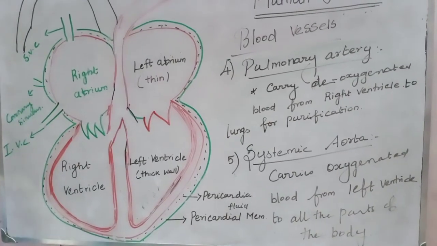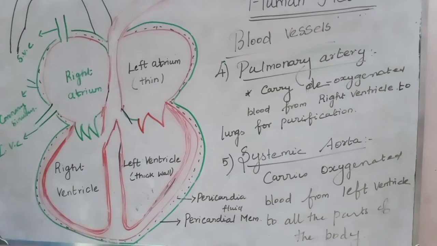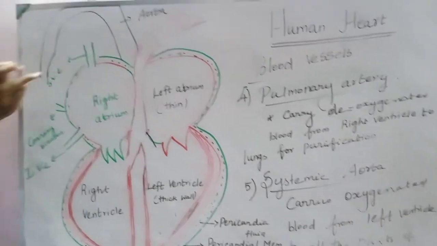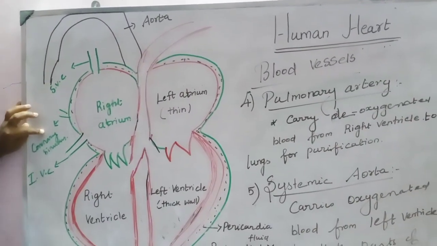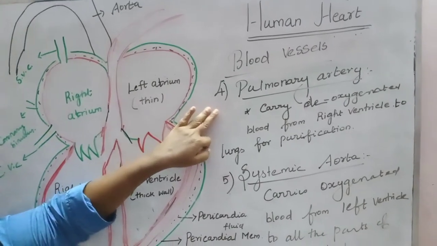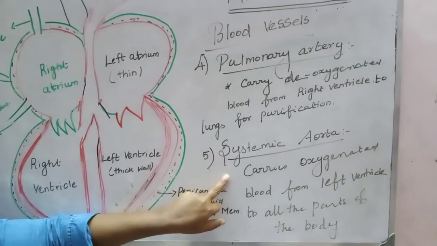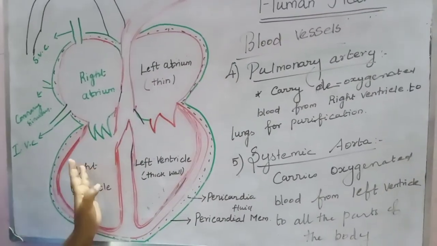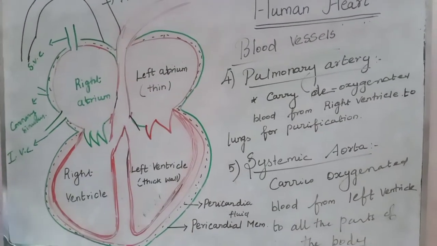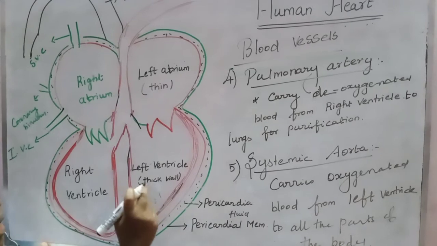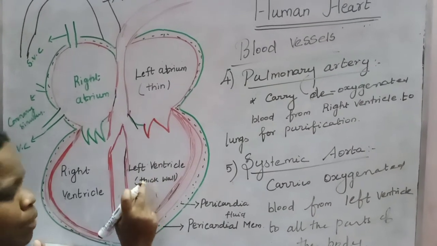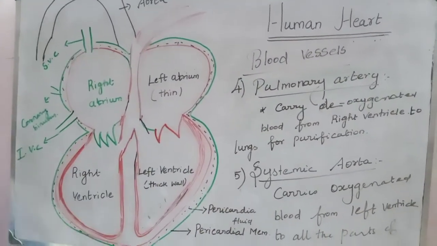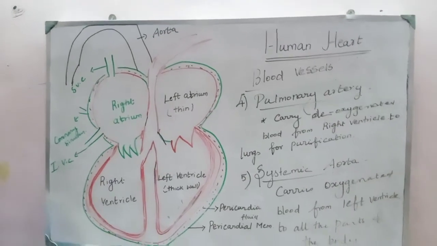So that's all about the blood vessels in the heart, okay? So totally five blood vessels are present in our heart. Number 1 is superior vena cava, inferior vena cava and coronary sinus. Number 4 is the pulmonary artery. Number 5 is the systemic aorta. The pulmonary artery carries deoxygenated blood from the right ventricle to the lungs for purification of blood. And the systemic aorta carries the pure blood, that means oxygenated blood, from the left ventricle to all other parts of our body, okay? That is the internal and external structure, okay?